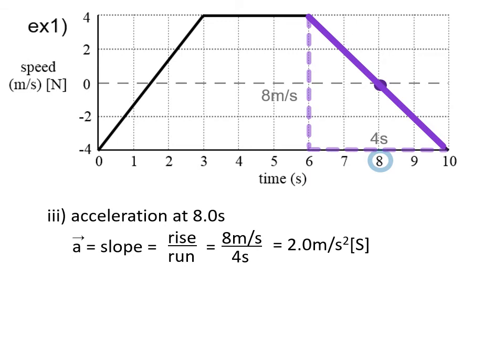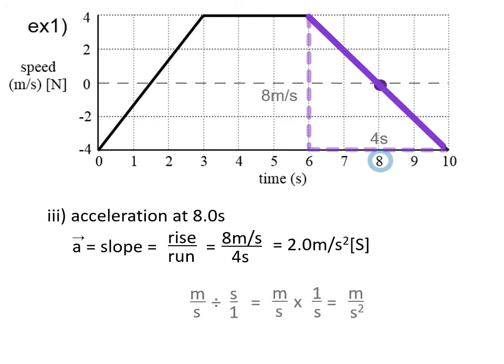Now, how did I get the unit of meters per second squared? Well, my rise is measured in meters per second, and my run is measured in seconds. So meters per second divided by seconds, which then becomes meters per second multiplied by 1 over seconds. So I wind up with 1 m on the top and an s squared on the bottom. So further proof that slope on a VT graph is equal to acceleration.